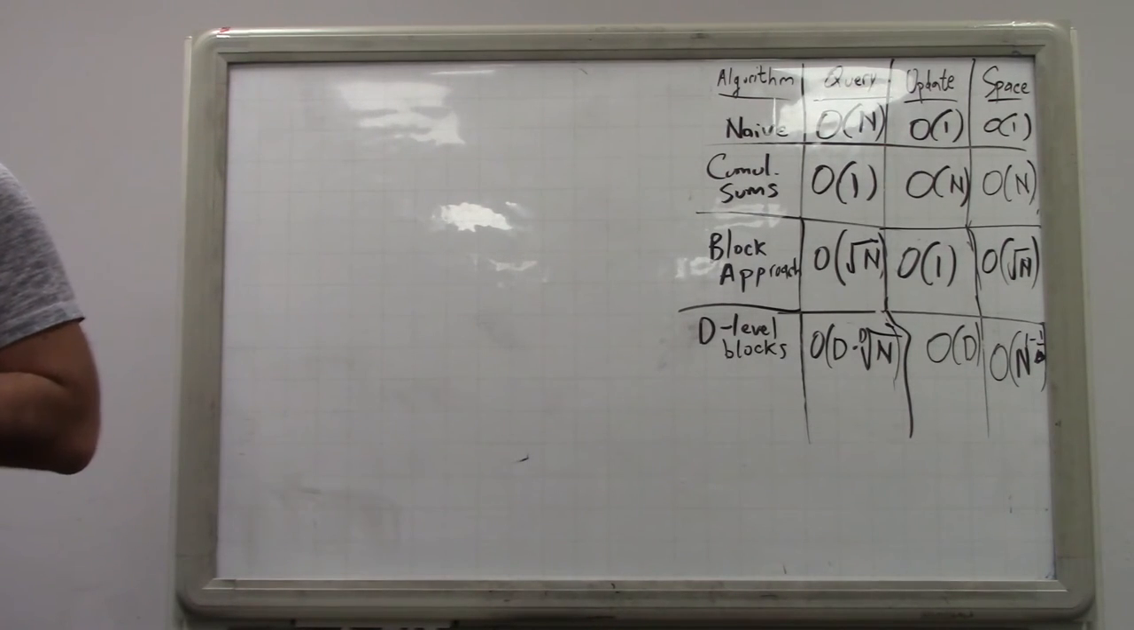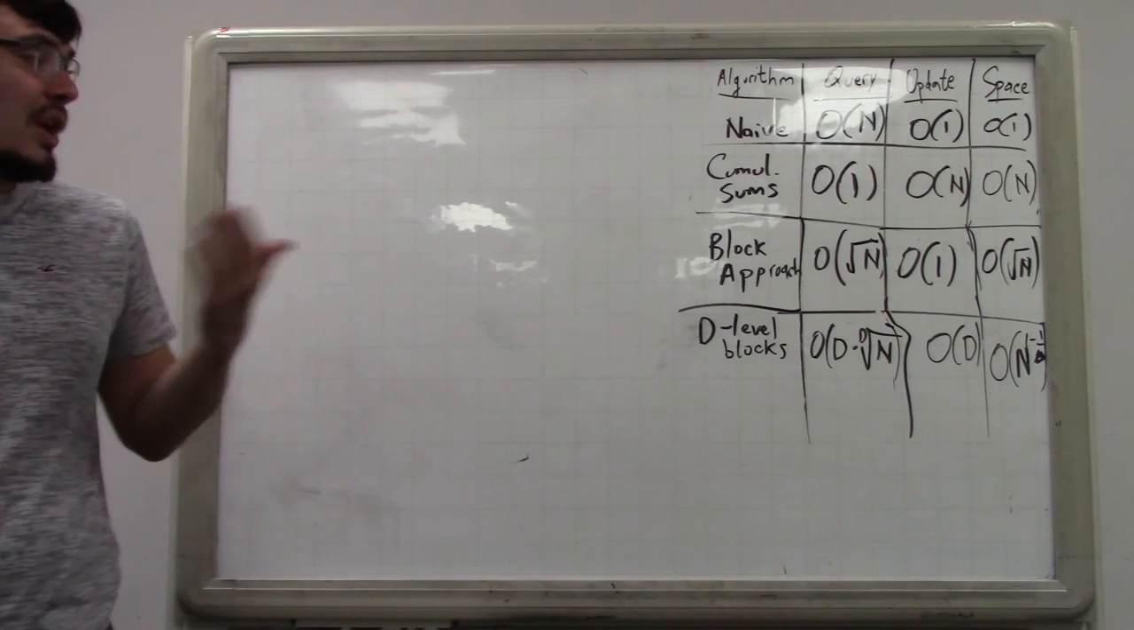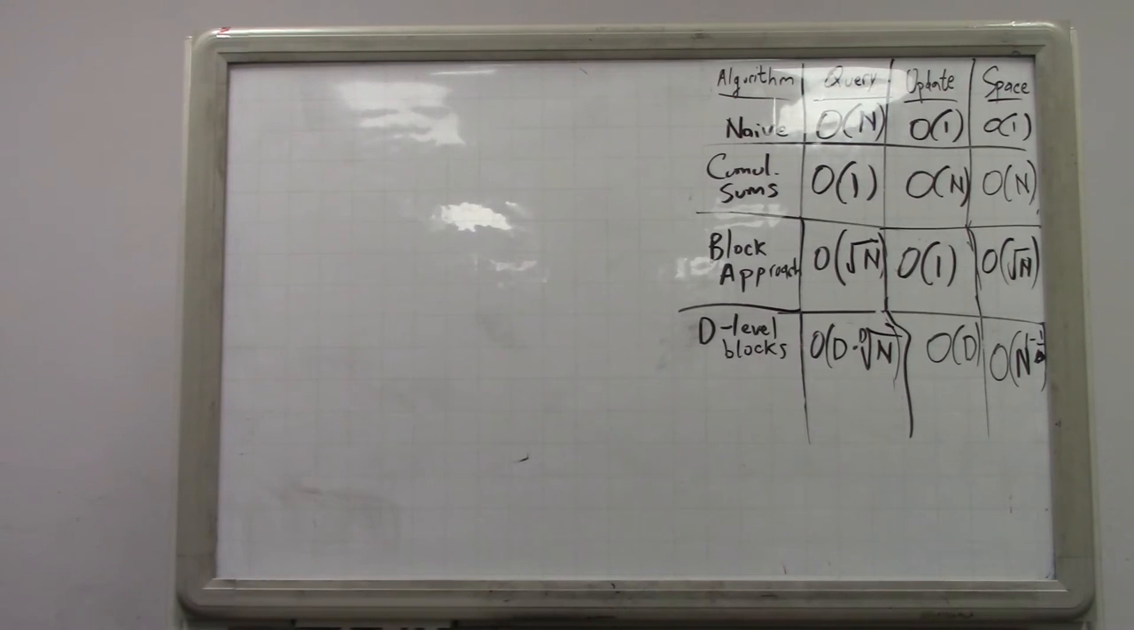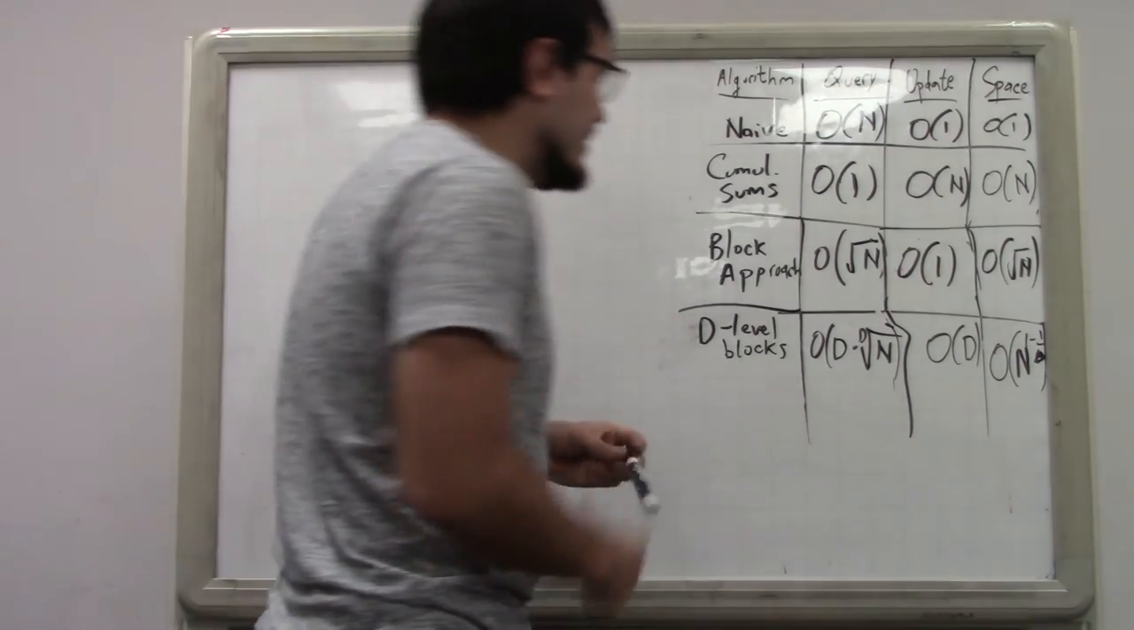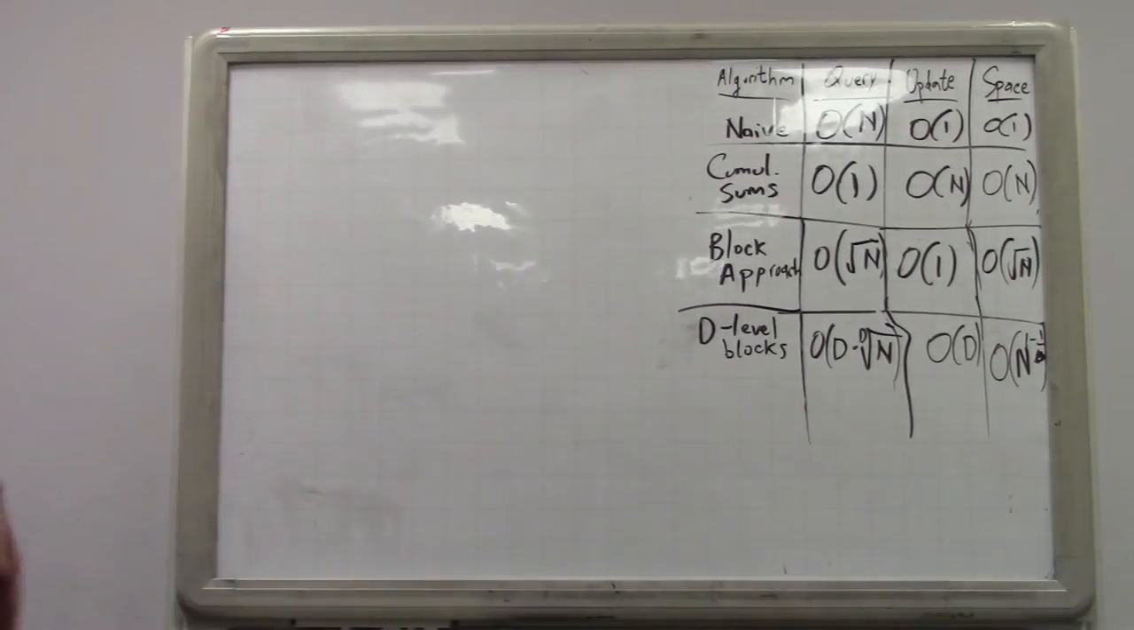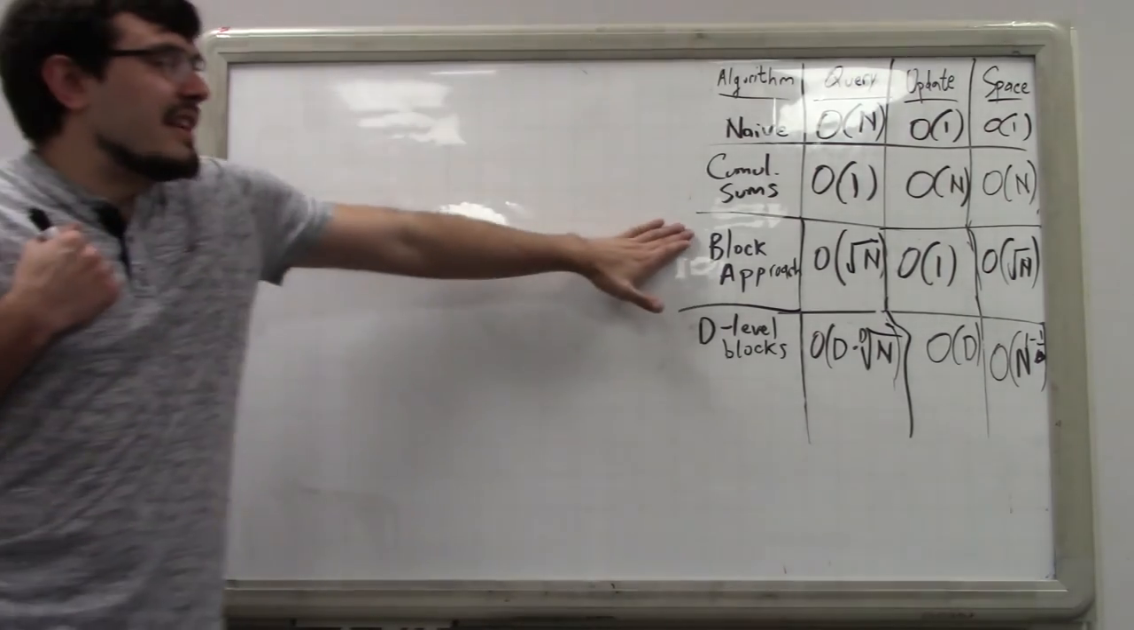Oh, in that particular example, yes, but it can be anything. Like I said, the block size would normally be, for example, for three dimensions, the cube root of n. That would be the correct thing to do. So this is just extending the block approach.